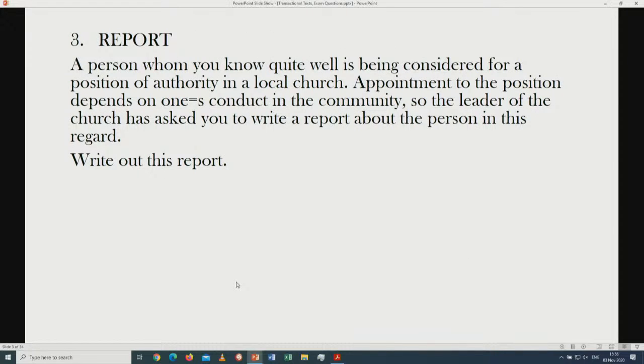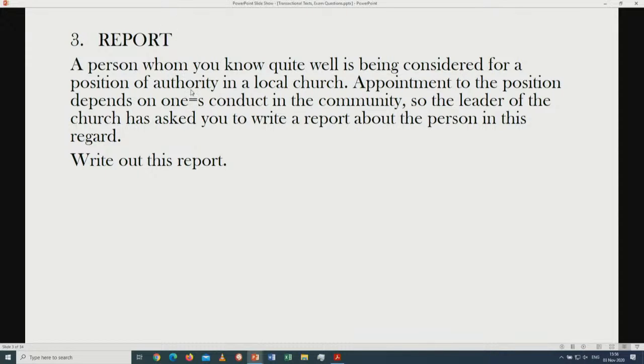Okay, report. This one's quite interesting. Just watch out for a report. You must know just your basics of your format. We looked at that in the previous lesson. Don't forget that it has a subject line. It must be addressed to a specific person, and you must have your name on at the bottom. But anyway, there we are. This one is a report on a person to, shall we say, confirm their good character.